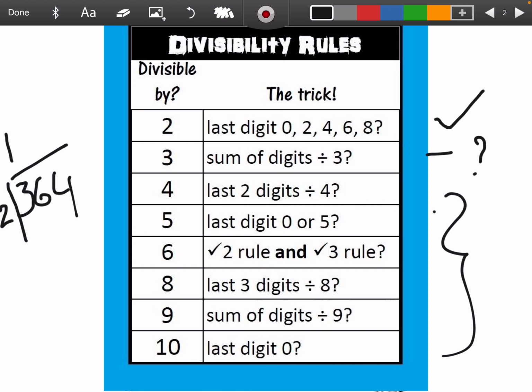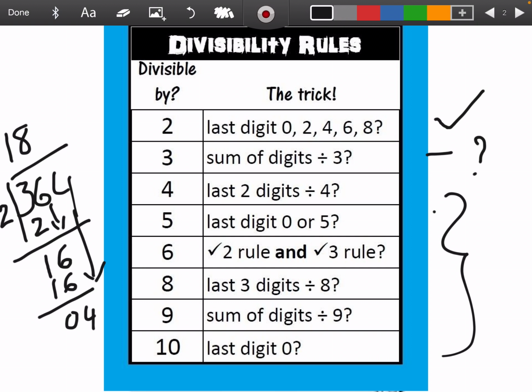So let's divide it. 2 times 1 is 2. 3 minus 2 is 1. Then I bring down the next number. Now the new dividend is 16. 2 times 8 is 16. Now my remainder is 0. I bring down 4. Now 2 times 2 is 4. The remainder is 0. Yes, 364 is divisible by 2, and it is divisible by 2 182 times, correct?